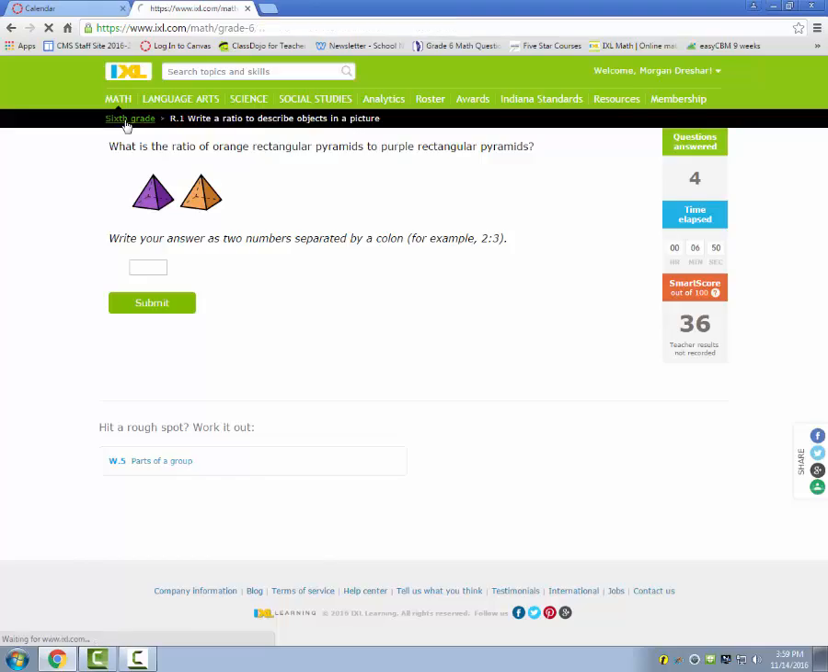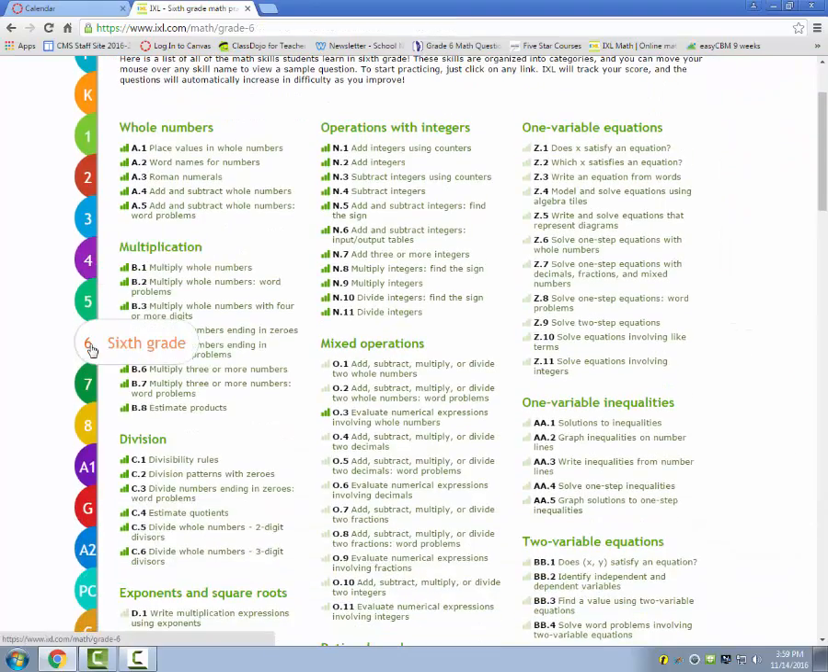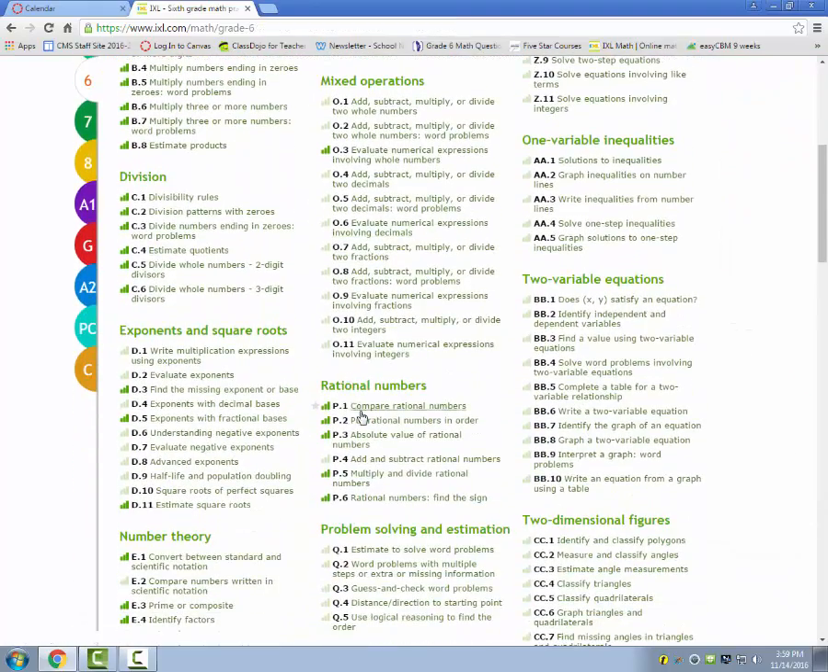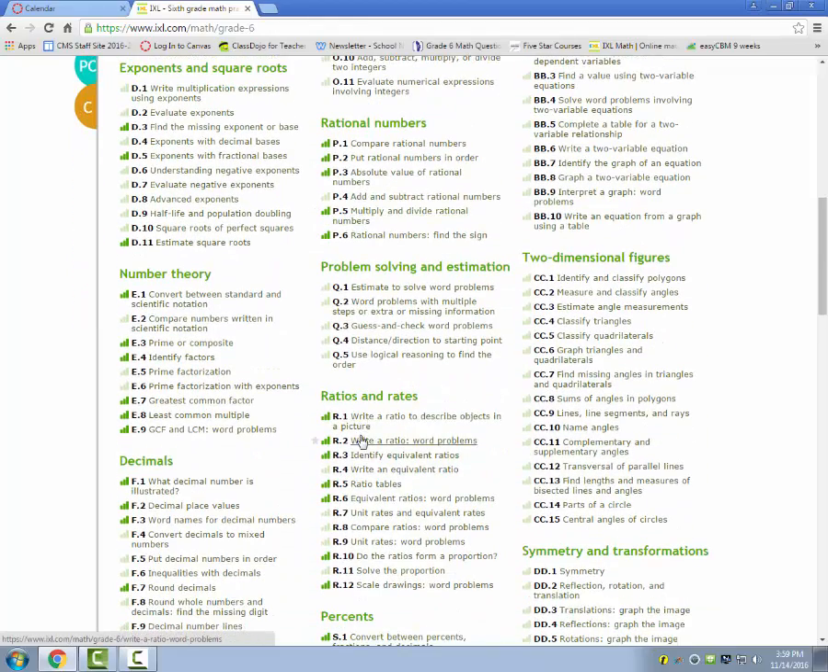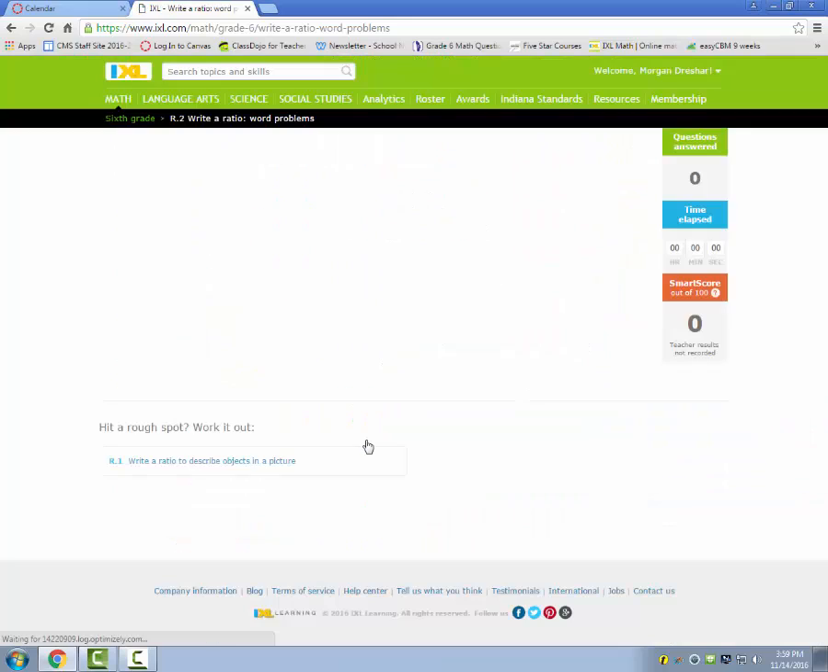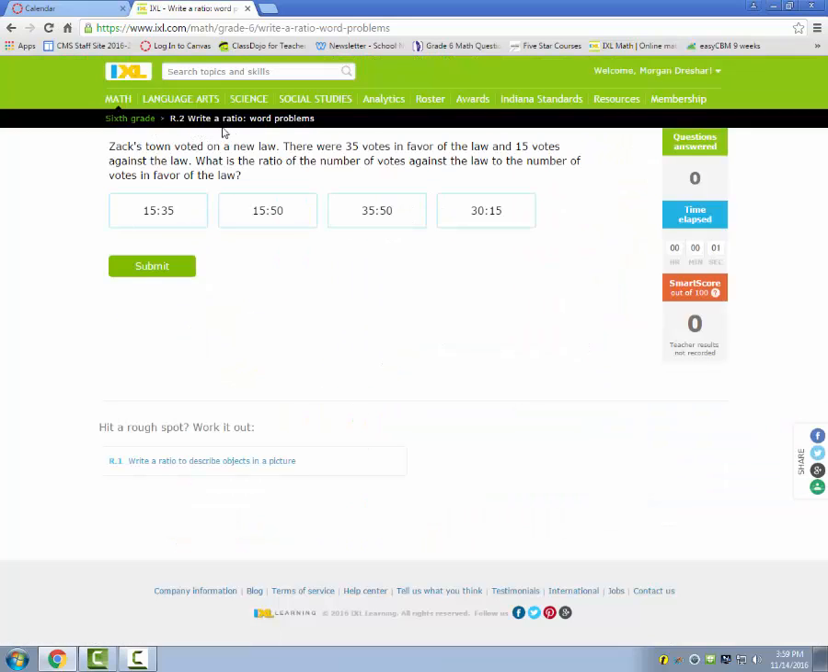So let's go ahead and review R.1. I'm going to go back to 6th grade, and let's do R.1. Oh, we did R.1. Let's do R.2, sorry. This is where you write a ratio using a word problem.